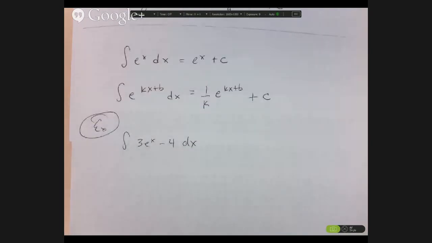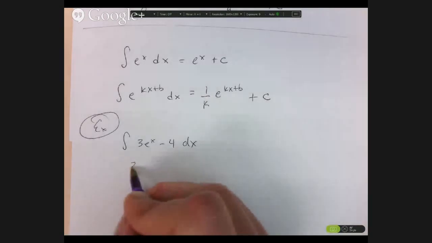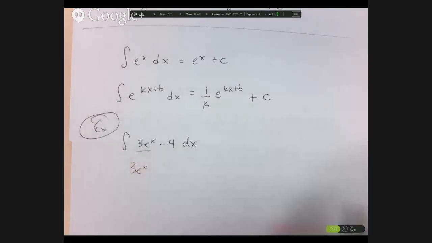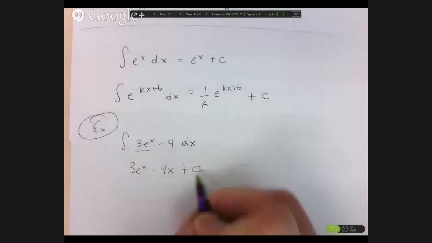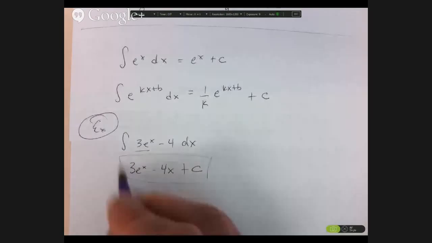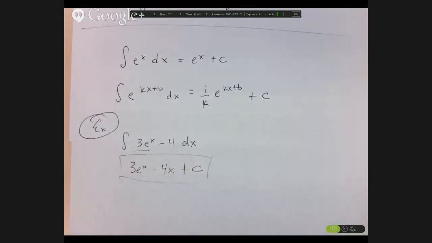What's the integral of 3e to the x minus 4? 3e^x minus 4x. Okay, that integral is the same, plus c. There you go. Any questions?